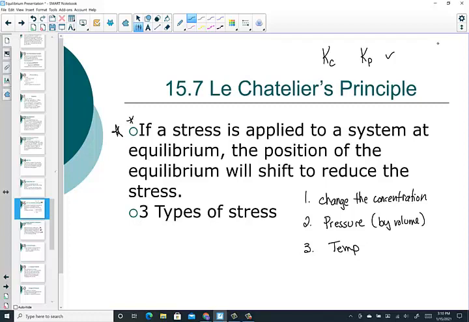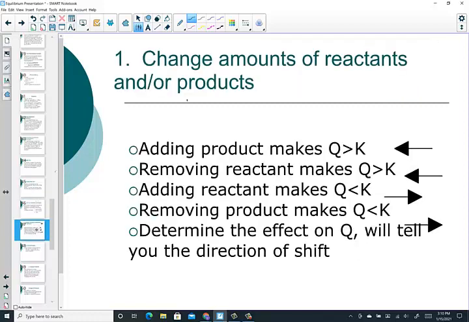equilibrium constant. Le Chatelier's principle: if a stress is applied to a system at equilibrium, the position of the equilibrium will shift to reduce the stress. And that stress will either be changing concentration, changing pressure by changing volume, or changing the temperature. Let's explore each of these in detail.